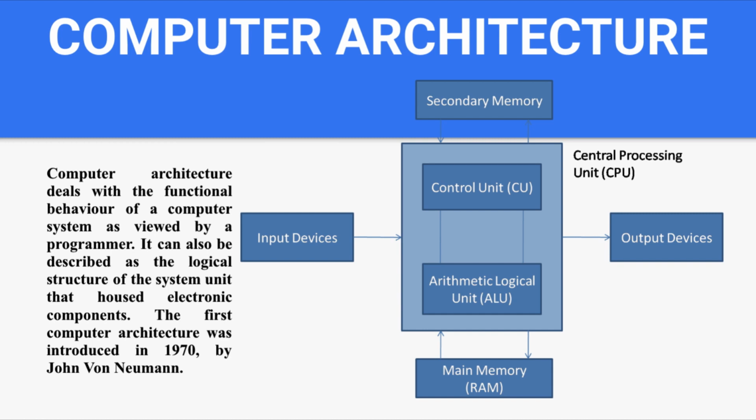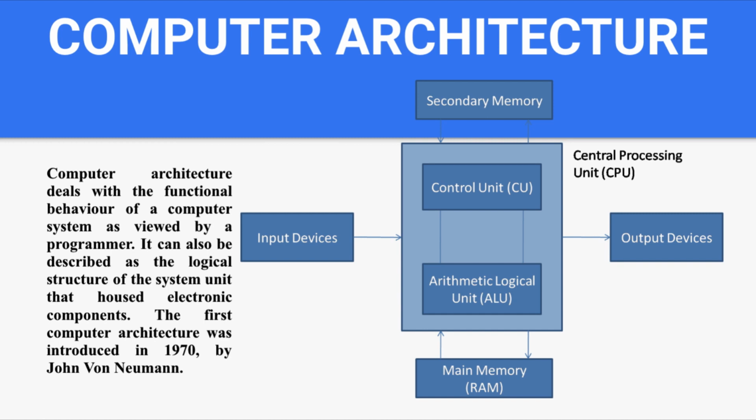John von Neumann, a brilliant mathematician and physicist, played a pivotal role in shaping computer architecture. His contributions were groundbreaking for several reasons. 1. Von Neumann architecture. He introduced what is known as von Neumann architecture, a concept that became the standard blueprint for computer design.